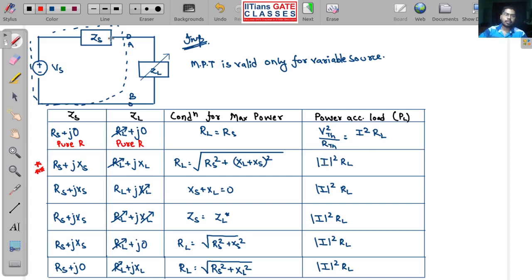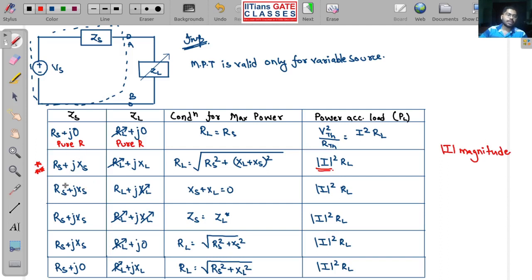As here my circuit is a complex circuit, the circuit will have a complex load. So the complex load will generate a complex current. So we need to take the magnitude of that current. Okay, so this is very important.